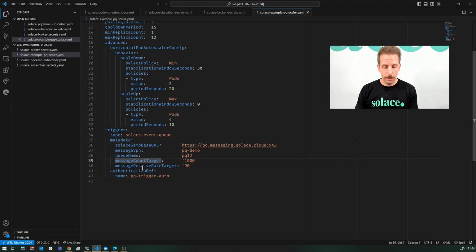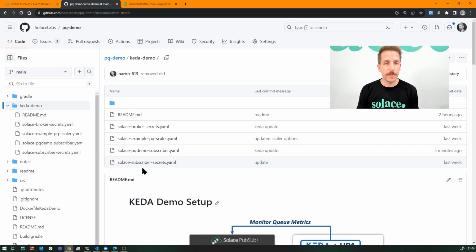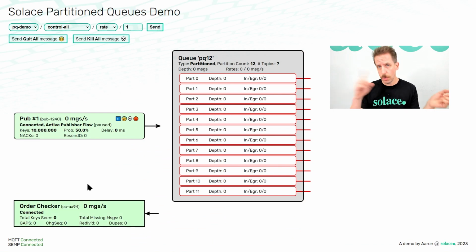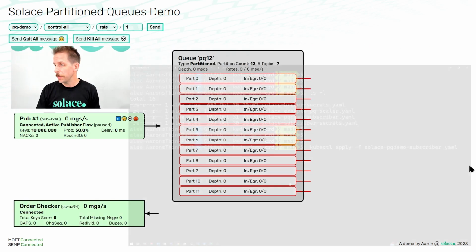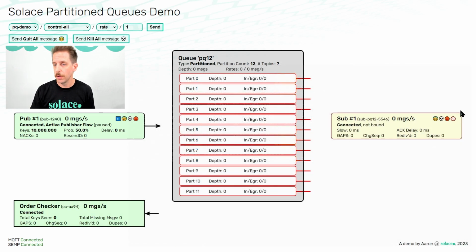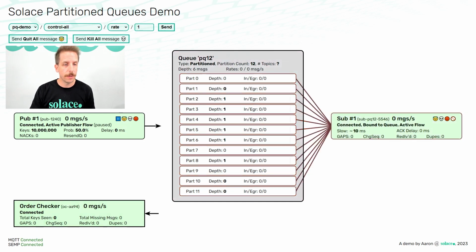So, all right, let's go. I already have the demo set up here and running. Let's go full screen. My publisher is sitting here paused. My order checker is running. If you haven't seen this demo before, I'll put a link somewhere up here across my face. I did a video all about it. I'm not going to go into details, but yeah, let's just get it going. Let's inject the subscriber configuration into Kubernetes, which will configure, connect, and deploy one, and let's unpause the publisher and start it going.